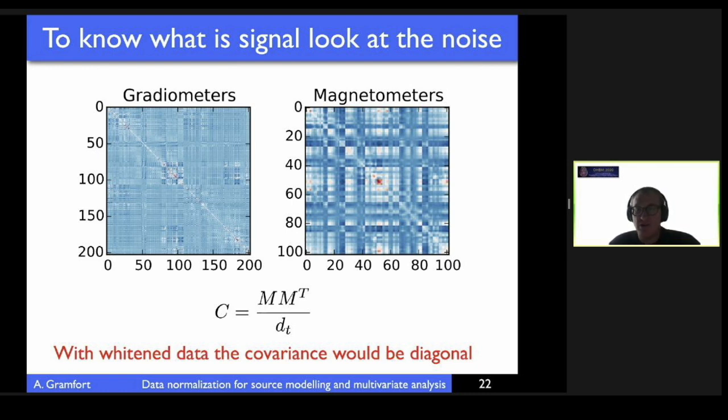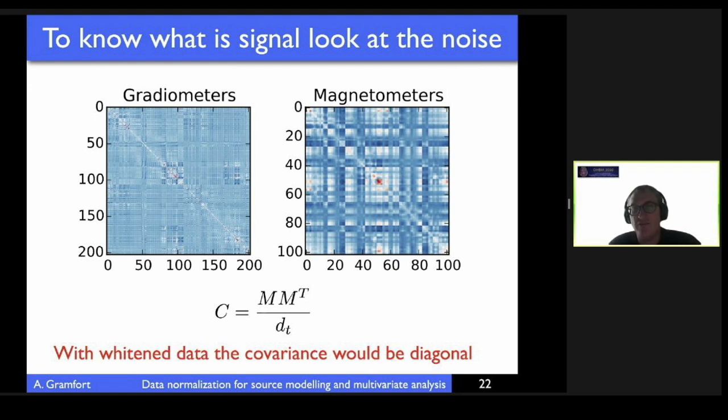If a quantity is positive, it means that these two sensors are positively correlated. If the quantity is negative, they are negatively correlated. So here, for this gradiometer matrix on the left, the diagonal at position i would be the variance of channel index i. What you see also is that this matrix is clearly not a diagonal matrix for the gradiometers, and even less so for the magnetometers.